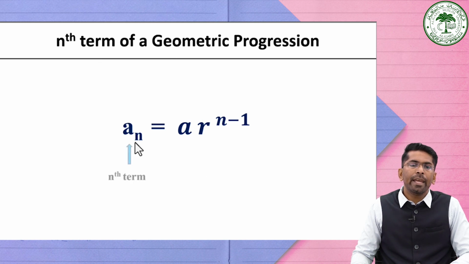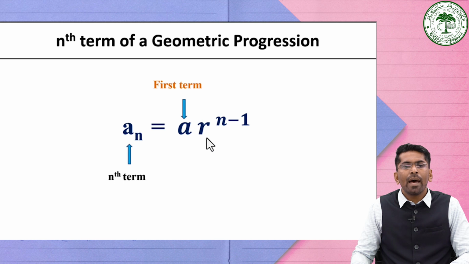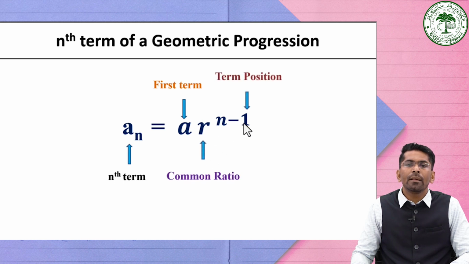See here, what is An? This is the nth term. And A is the initial term, or the first term. R is the common ratio, and n minus 1 is the term position. So by using this particular formula, we can find the nth term of a geometric progression.